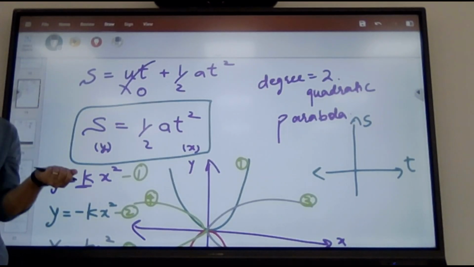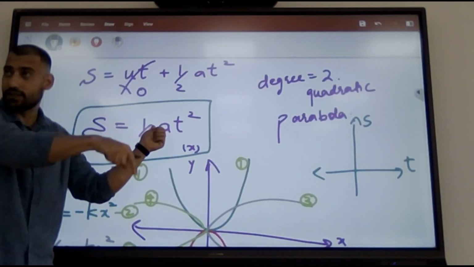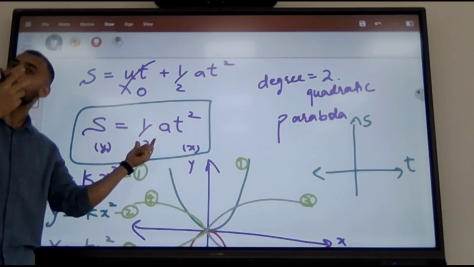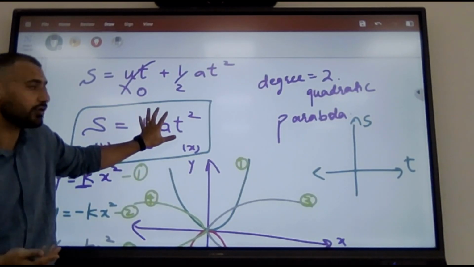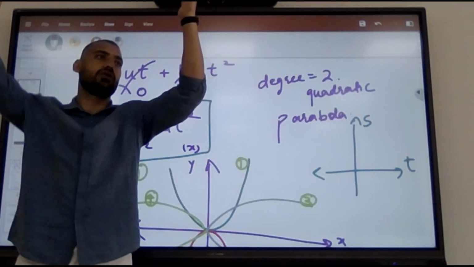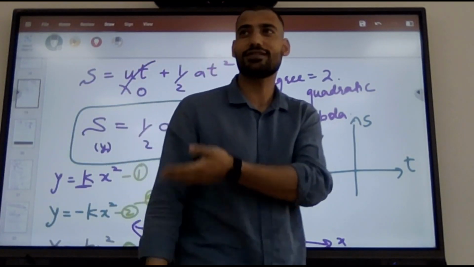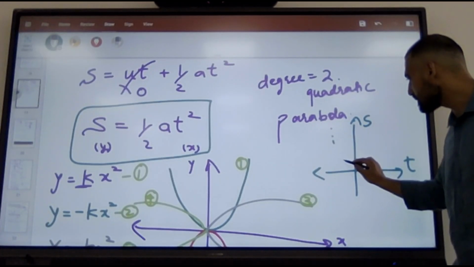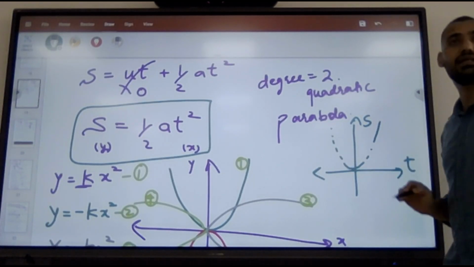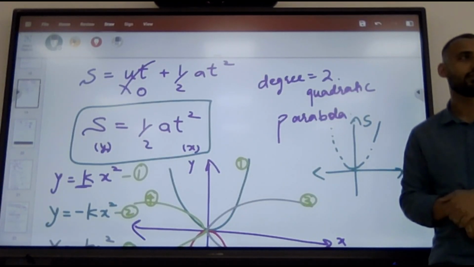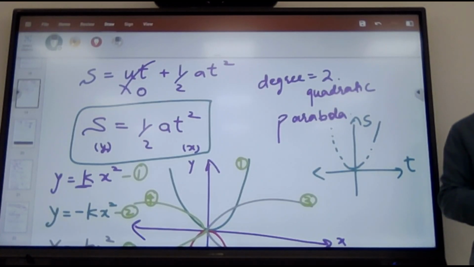Up. Why? Because as per the question, acceleration is 1 meter per second squared, which is positive, and the half is also a constant. So this portion is a constant. Is it clear? So the parabola will open upward. So the graph will be like this. See? But tell me, is it the correct graph? Is this the correct graph?